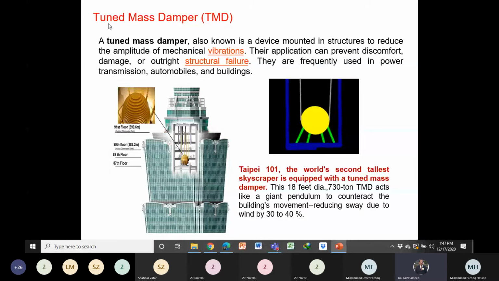One type of damper is the tuned mass damper. A tuned mass damper is a device to reduce the amplitude of vibration. One of the world's second largest skyscrapers is equipped with a tuned mass damper in Taipei. And these are the specifications. Because of this damper, the vibration of this tall structure was reduced by 30 to 40%.